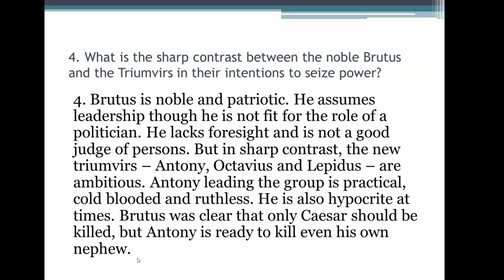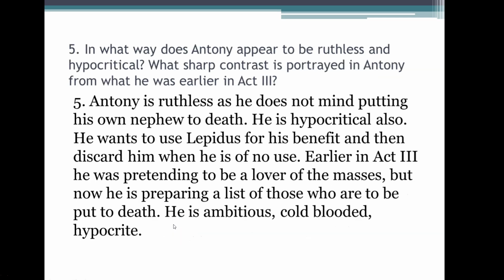So you can underline some main points such as noble and patriotic, assumes leadership, though he is not fit for the role of a politician, then lacks foresight, not a good judge of persons, then the new triumvirs are ambitious, Antony is practical, cold-blooded, ruthless, hypocrite at times. Okay, so these all you can underline.